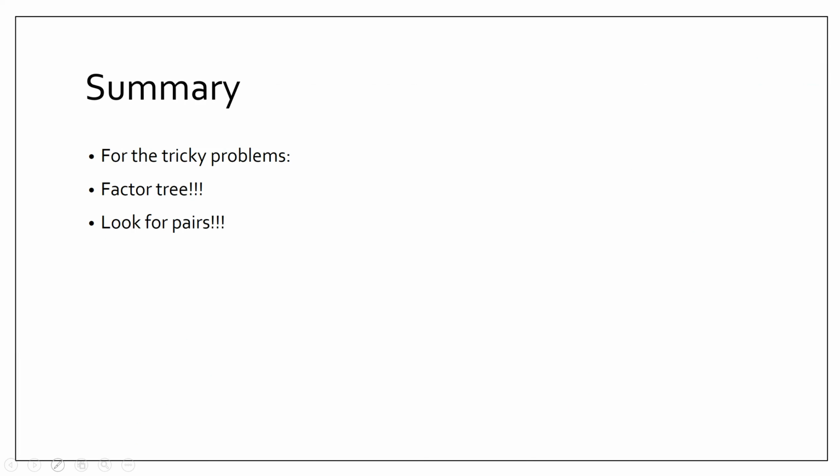So just a summary for the tricky problems. Factor tree, look for pairs. Pairs come outside the square root.